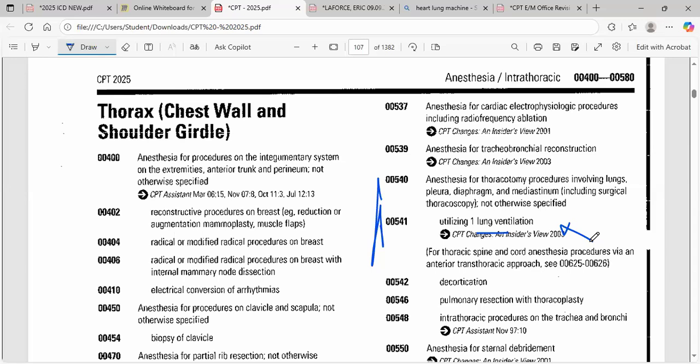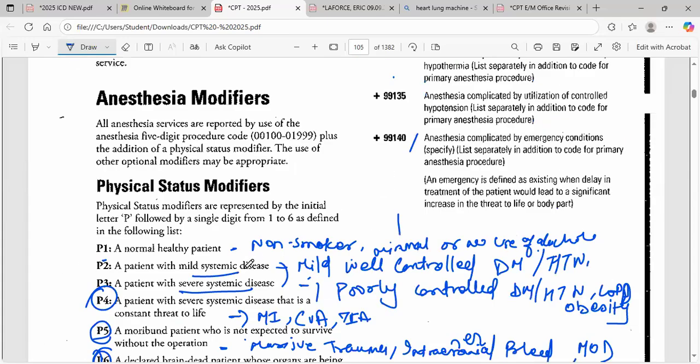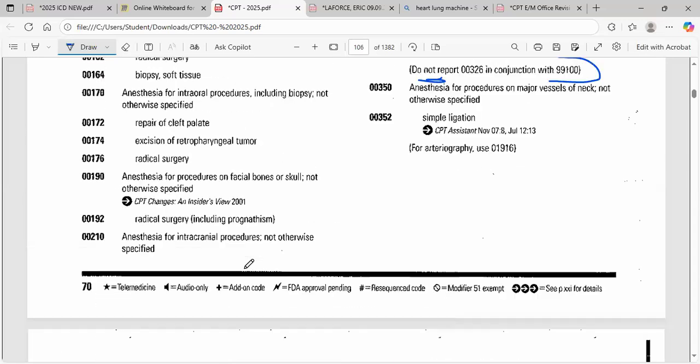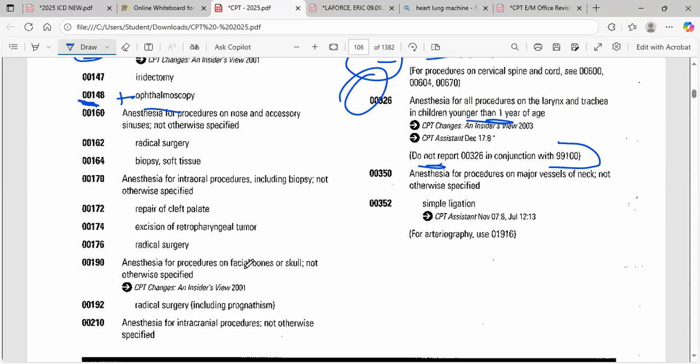Let's move further. Now you are able to read the description of the code and able to identify the difference between parent and child codes also. So let's go through the codes one by one. Let's cover this chapter. We have started with the head. We have covered till the eye procedures.